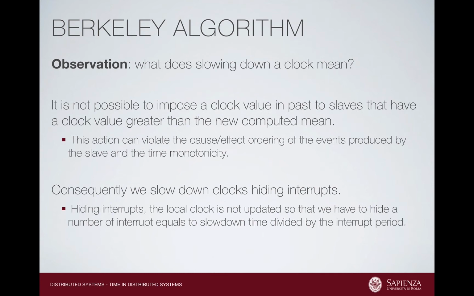Then every time you receive two ticks from the hardware clock, you just advance your software clock by 1. And so in this way, you are halving the number of ticks you receive from the hardware clock, and you are slowing down your time by a factor of 2. And this is the way in which you slow down your clock. Remember, you can never jump into the past.